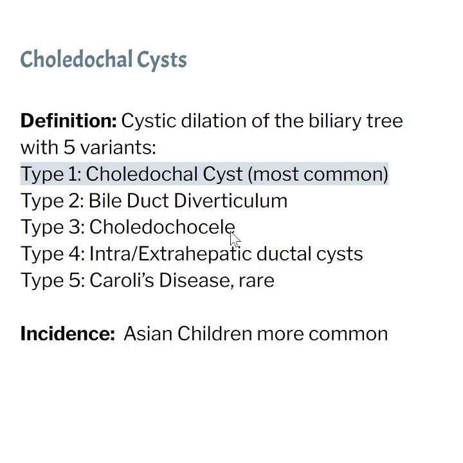Type 1 is the most common, in which we get a choledochal or kind of a fusiform expansion of the common bile duct. Type 2 is bile duct diverticulum, which is like a little outpouching off the bile duct. Type 3 is a choledochocele, which is the bile duct kind of bubbling into the duodenum. Type 4 is intra or extrahepatic ductal cysts, so we'll see little bulbous ducts spread throughout. And then Caroli's disease, which is rather rare, is type 5.